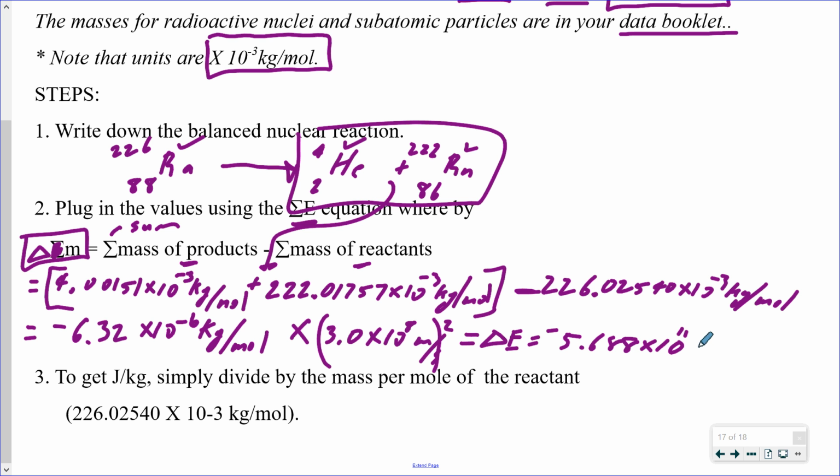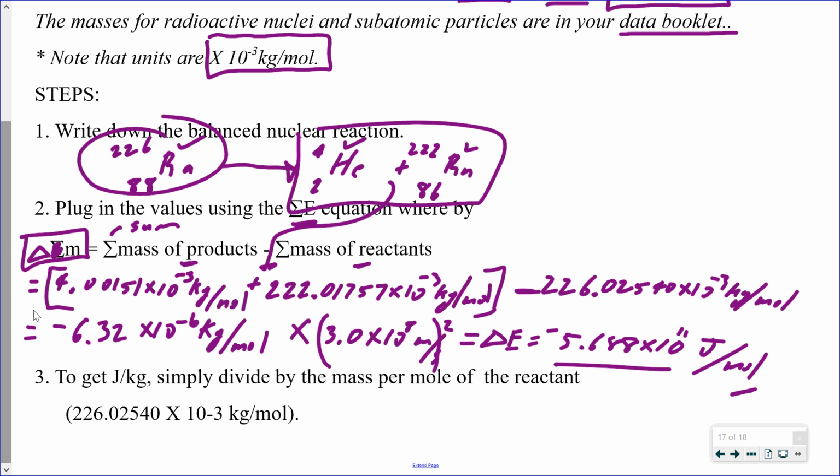And the units for this, if you take a look at all the units in here, it ends up being kilograms times meter squared divided by second squared divided by the number of moles. But in the end, what that does work out to is joules per mole. So this is the amount of energy that is released from 1 mole of our original fuel, which in this case is our radium.